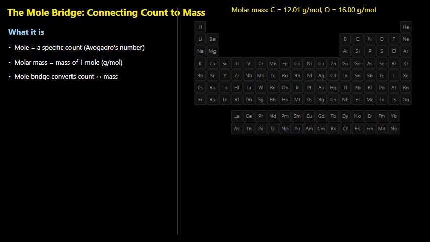You already know a mole is a specific number of particles, an enormous count, like a chemist's dozen. Now, every substance has a molar mass, that's the mass of exactly 1 mole of that substance, in grams. You find it on the periodic table. For an element, it's the number under the symbol. For a compound like water, you add up the molar masses of all the atoms in it. The mole bridge is simply using that molar mass to convert between the count of moles and the mass in grams, like knowing 1 brick weighs 2 kilos lets you convert between number of bricks and total weight.